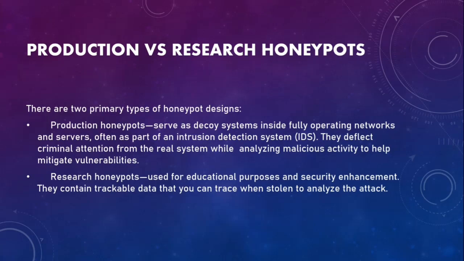Production versus research honeypots. There are two primary types of honeypot design. Production honeypots serve as a decoy system inside a fully operational network and servers, often as part of an intrusion detection system or IDS. They deflect criminal attention from the real system while analyzing malicious activity to help mitigate vulnerabilities. Research honeypots are used for educational purposes and security enhancement. They contain trackable data that you can trace when stolen to analyze the attack.